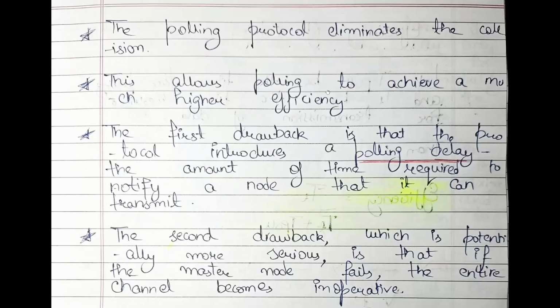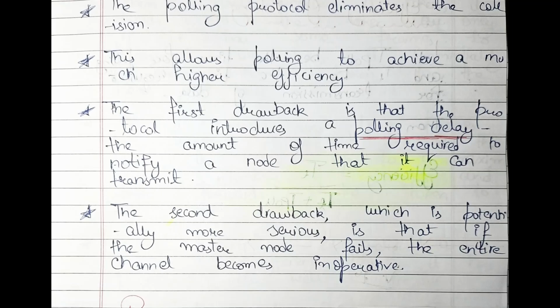Of course it does. Now the first drawback is that the protocol introduces a polling delay, right? I am asking you first, then you are sending data, then I am asking another one, then it is sending data. So this polling delay is always there. It is the amount of time required to notify a node that it can transmit. But this is not that serious a drawback.